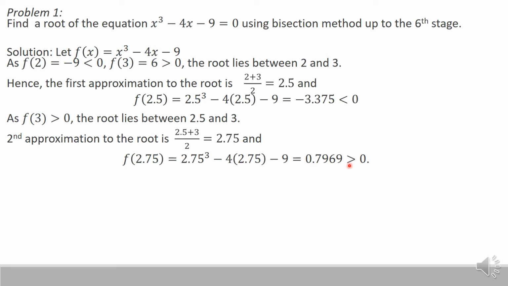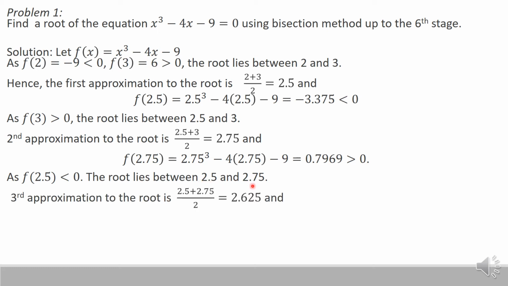You see that this is a positive value. So remember, at 2.5 it was negative, at 2.75 it is positive. So that means the root lies between 2.5 and 2.75. So we proceed to find out the next approximation to the root. So that will be 2.5 plus 2.75 divided by 2, which is equal to 2.625. Find out the value of f at this point and we are getting a negative value.